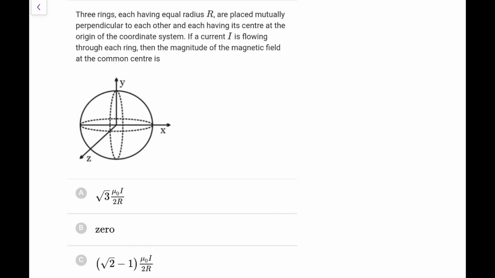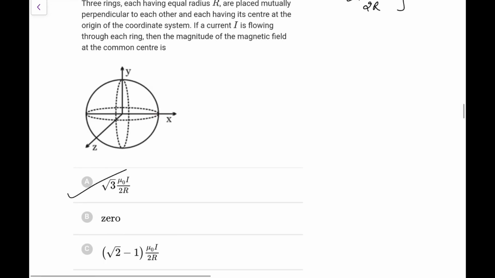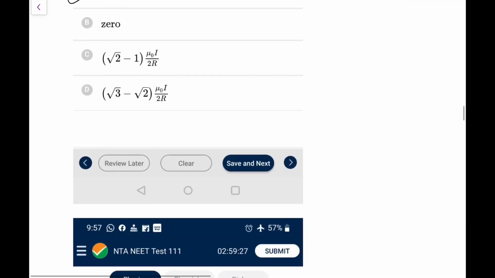Okay, next one. 3 rings each having equal radius r are placed mutually perpendicular to each other, each having its center at the origin. If I is flowing through each ring, then the magnitude of the magnetic field at the common center, we will say all 3 will give equal magnitude but perpendicular to each other, so we can directly have root of B square plus B square plus B square, that is root 3 B, and B at the center you know is mu naught I by 2r, so it is root 3 mu naught I by 2r. Go for option A in this case.